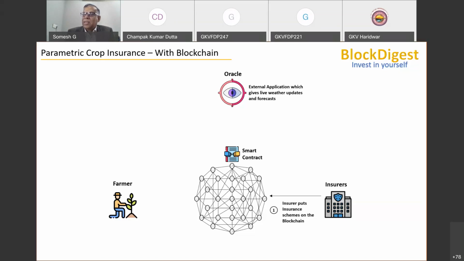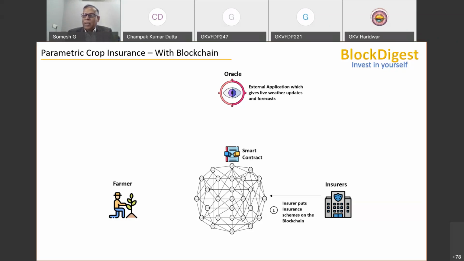Oracle is an external application which provides reference data to the blockchain on demand. So an Oracle could be a weather channel, for example. AccuWeather.com could be a good Oracle that provides you weather for Jaipur city. You can check every 1 hour, just as an example, right?